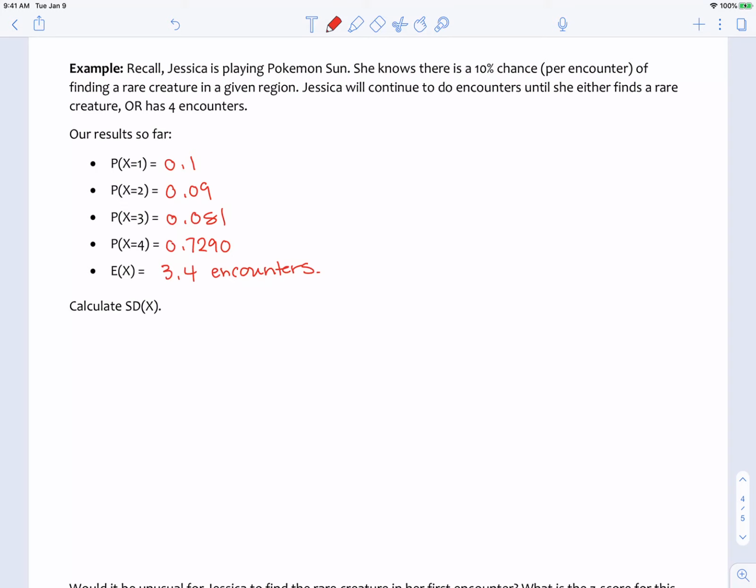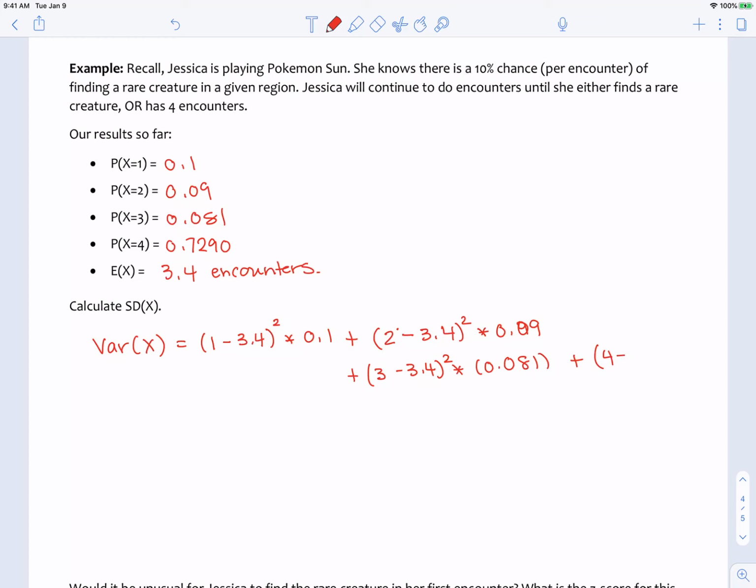So we have the variance first. The variance of X, I'm going to take each outcome and subtract from that the expected value, squared, times the probability of occurring, plus the next outcome minus the expected value squared times the probability, 0.09. Plus the next outcome minus the expected value squared times the probability of occurring, and then plus our last outcome minus the expected value squared times the probability of occurring, 0.7290.